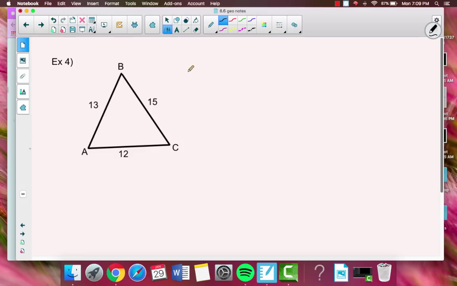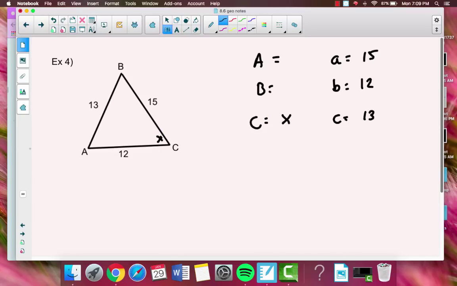So here I'm going to go ahead and set up my table just like we've done before. So A, B, little b, C, and little c. So in this case, we don't know any angle measures. So I'm not going to have anything in my angle column, but I do know all my sides. So little a was 15, little b is 12, and little c is 13. And maybe in this case, I want to solve for my angle c. So angle c is x.